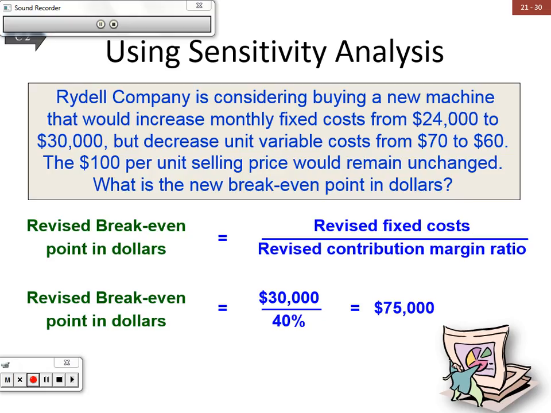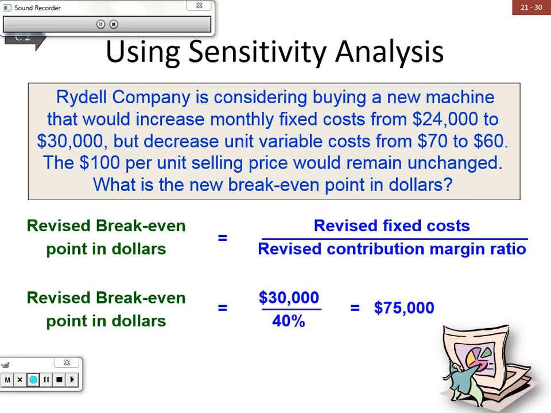Because that means variable cost per unit going from 70 to 60 means that sales are doing what? Going up, because we know variable cost per unit changes based on what? The volume, right? So if volume goes up, cost should go down, and vice versa. So the $100 per unit selling price is going to remain unchanged. So now they're asking you to revise break-even.